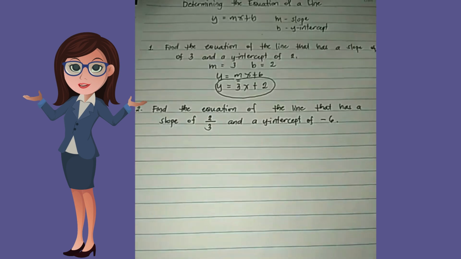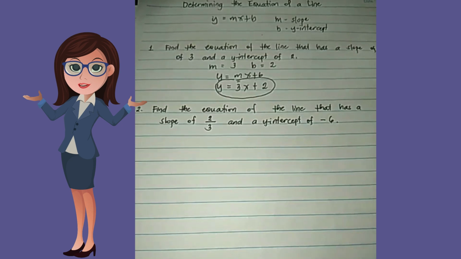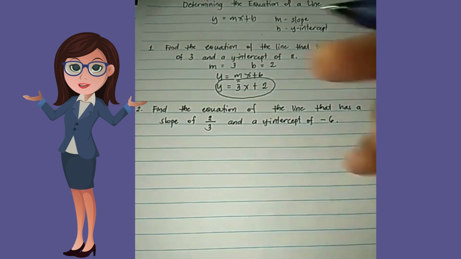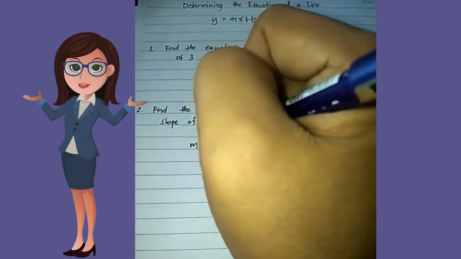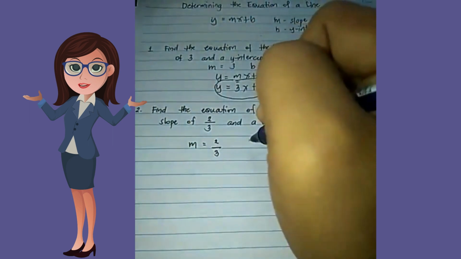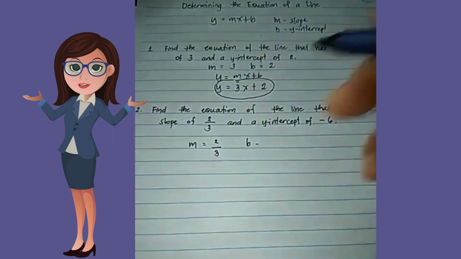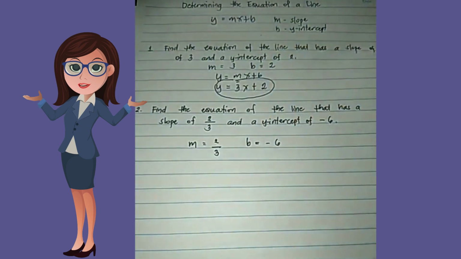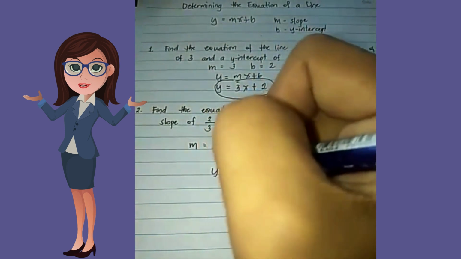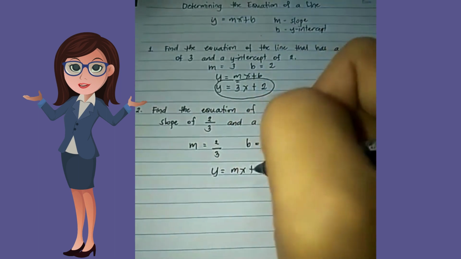Problem number 2. Find the equation of the line that has a slope of 2 over 3 and a y-intercept of negative 6. So again, we have the following information. The slope m is equal to 2 over 3, and the y-intercept b is equal to negative 6. Using the equation y is equal to mx plus b.